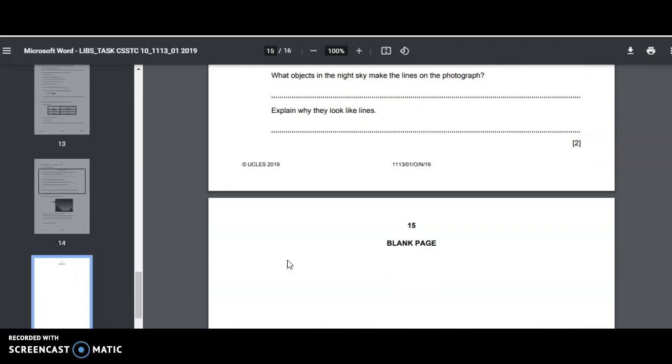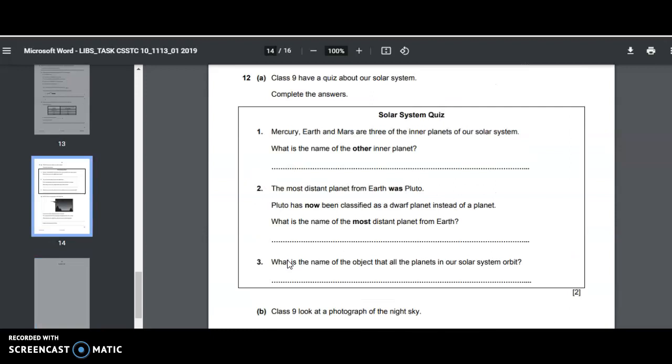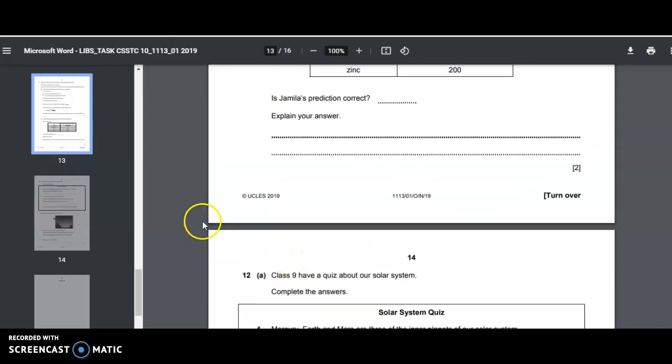I think the rest of the questions about the space and the planets are pretty self-explanatory. So I will be posting the next mark scheme shortly.